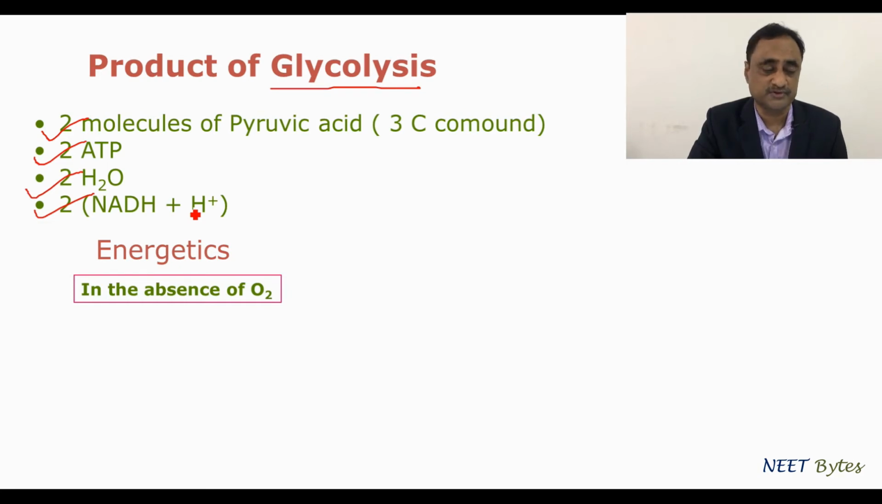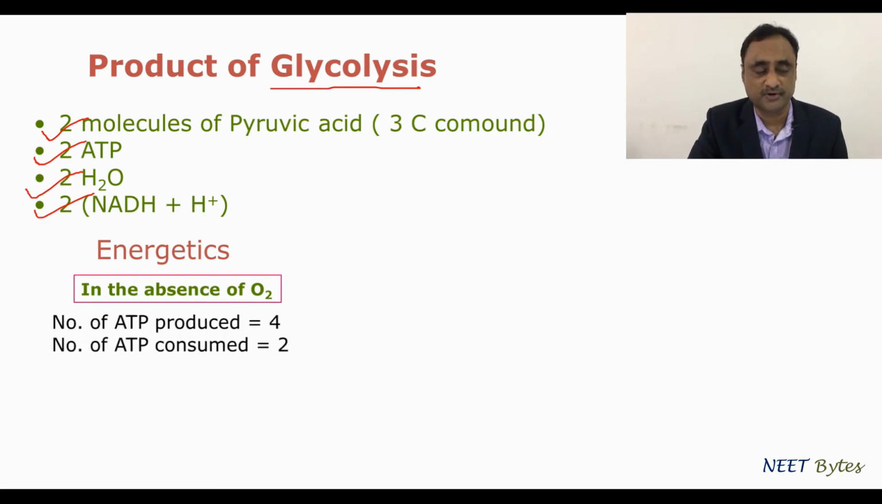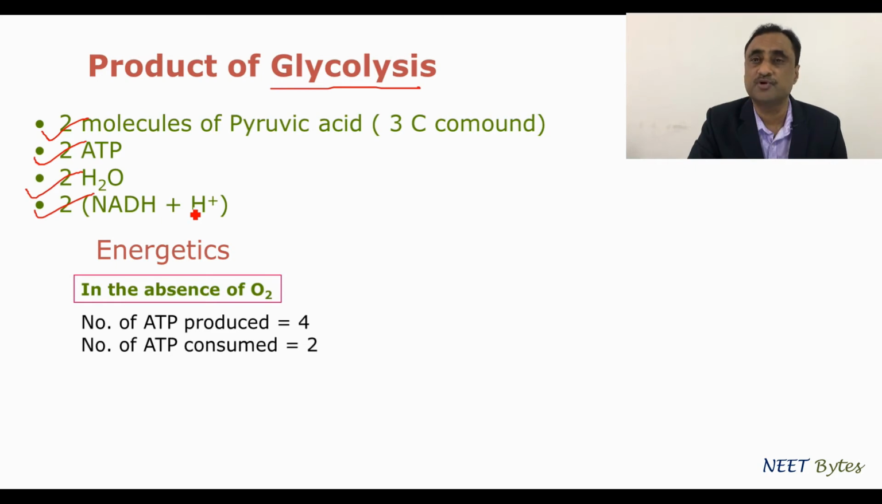Okay. For instance, if you talk about in the absence of oxygen, what will happen? The total number of ATP produced will be 4. Consumed is 2. So net gain will be 2 ATP.